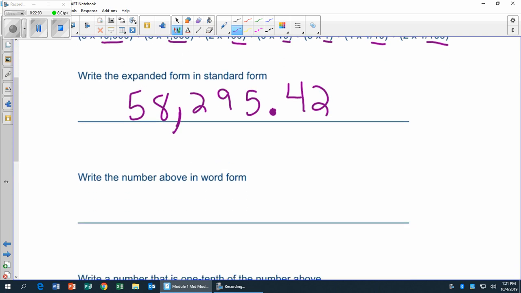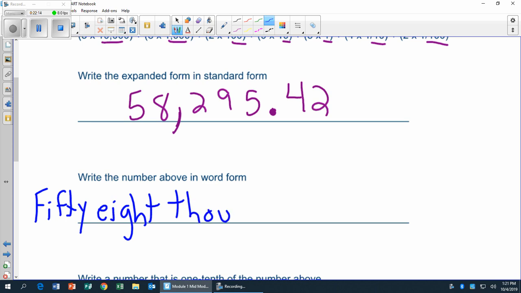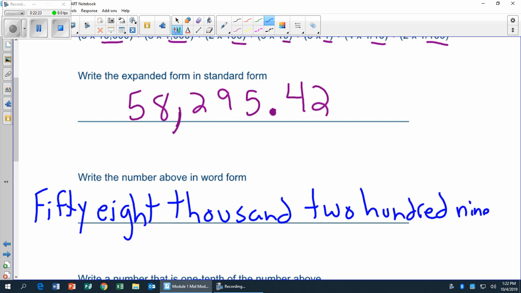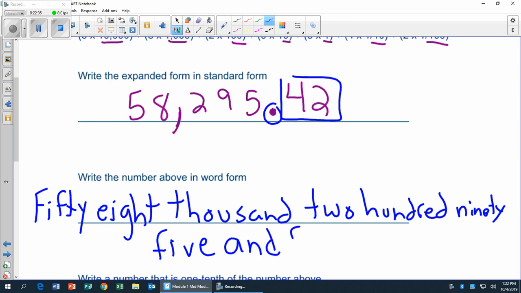And now it says to write it in word form, which is basically what I just read to you, but I will write it now. So it's 58, and there's a comma, so it's thousands, 295. And then we look here after the decimal. The decimal tells me to write and, and then I look at my box and it says 42. And what place value does it end in? It ends in the hundredths. And I have to make sure when I say it ends in the hundredths that it's THS.